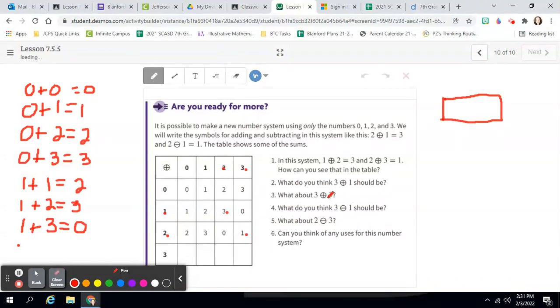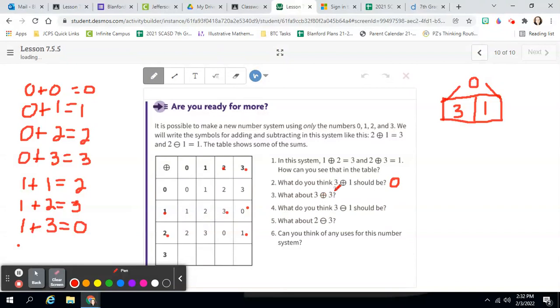So the question here is, how can you see that in the table? I've kind of shown that. This is just like a multiplication chart or a sums chart. So now, what do you think 3 plus 1 should be? I know that 3 plus 1 should be the same as 1 plus 3, so I can find that on my chart. 1 plus 3 is 0, so we know that from the chart. So I think that should be 0.